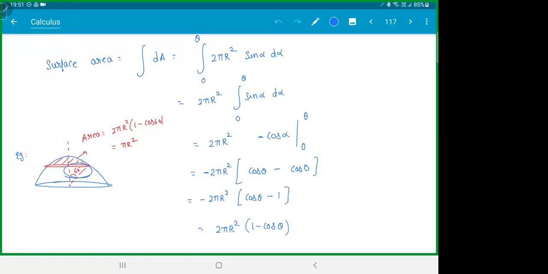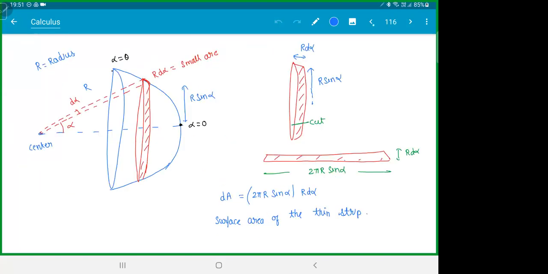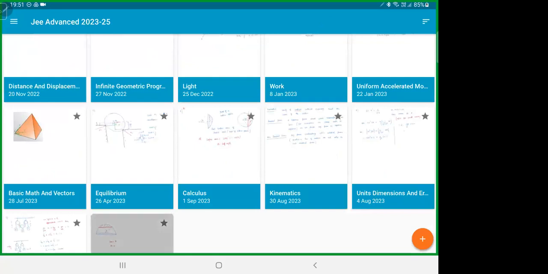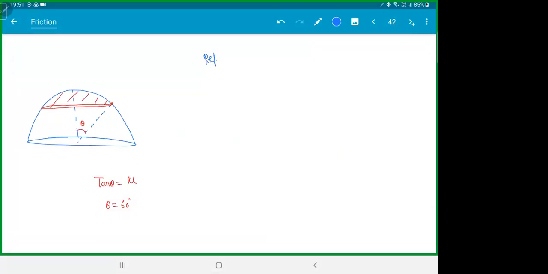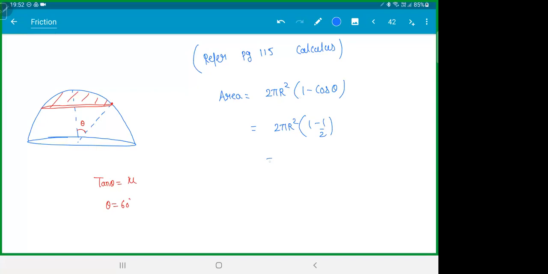Look, 60 degrees was written here. This was the problem. We did this for this one. So this is the result. I'll write it down. You can refer to this. Refer page 115 calculus. So the area is given by 2 pi r square (1 minus cos theta). Theta is 60 degrees. So 2 pi r square (1 minus 1/2), which is pi r square.